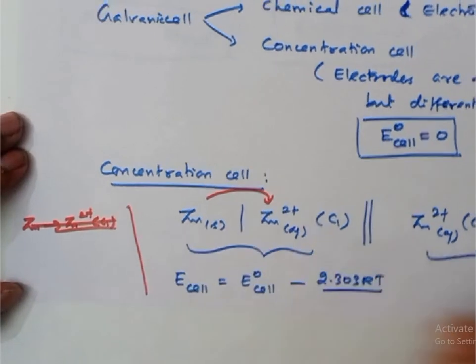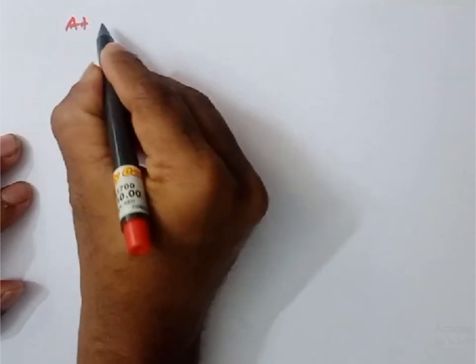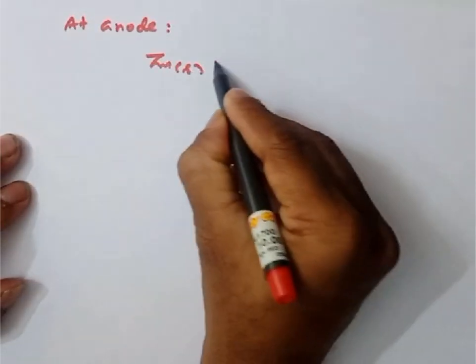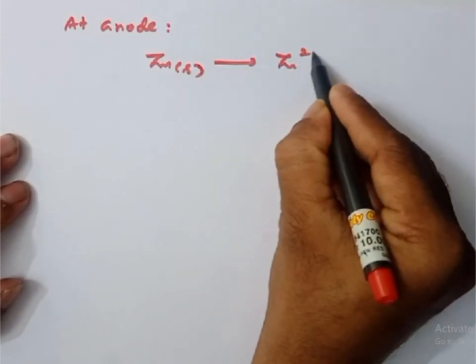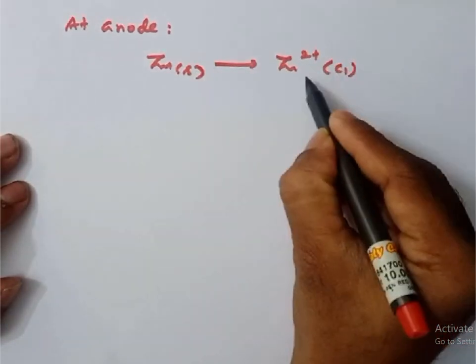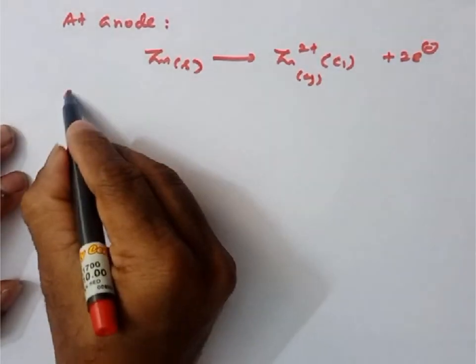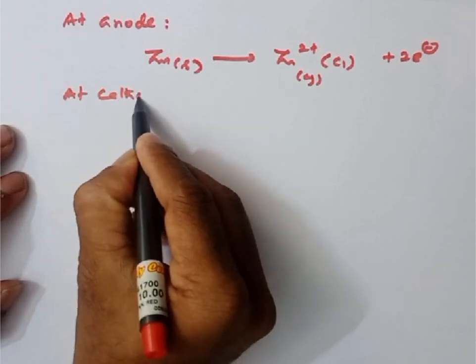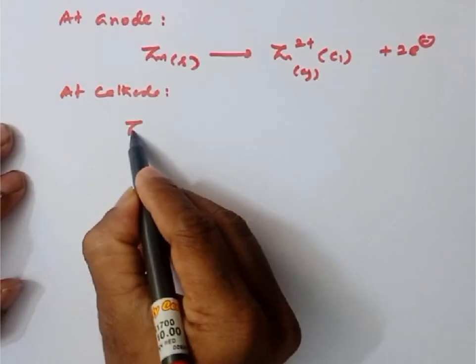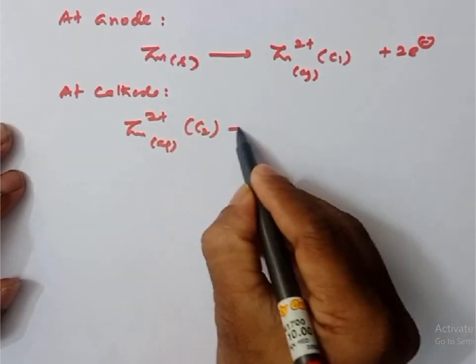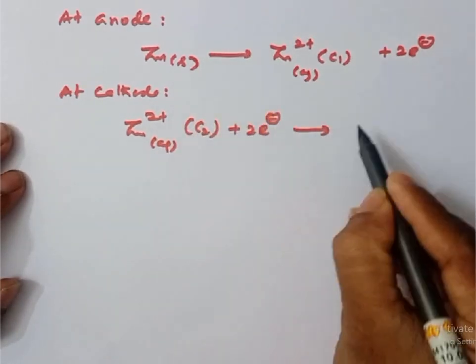Let me write on the next page so that it will be clear to you. See what happens at anode. At anode, zinc solid undergoes oxidation, gives you zinc ion of concentration C1 and releases 2 electrons. And what happens at cathode? At cathode, zinc ions of concentration C2 gain 2 electrons and become zinc solid.